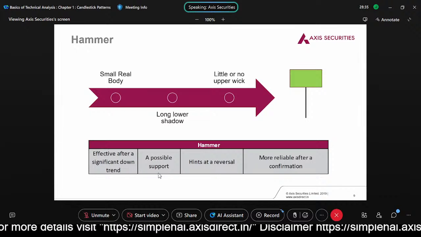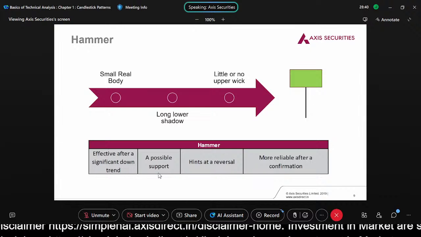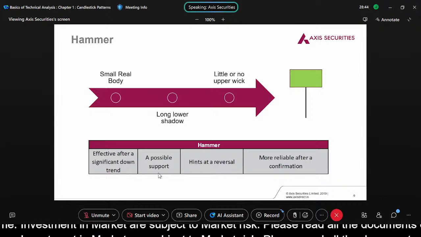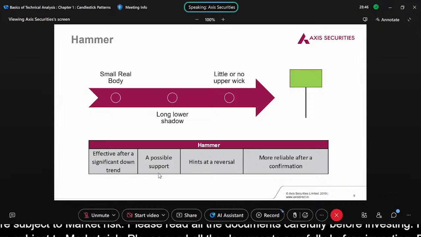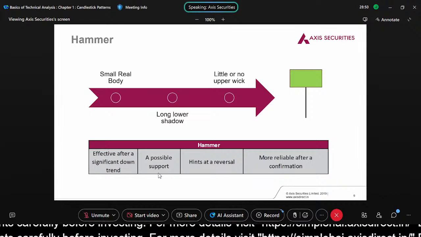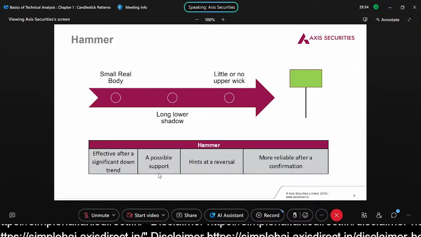Now that again is a bit of a gray area, but if there is no upper wick at all, that is best. But if there is even a small upper wick, then also you can consider it as a hammer. Now, just to add on to it, the size of the upper wick will be very small or very negligible compared to the lower wick.